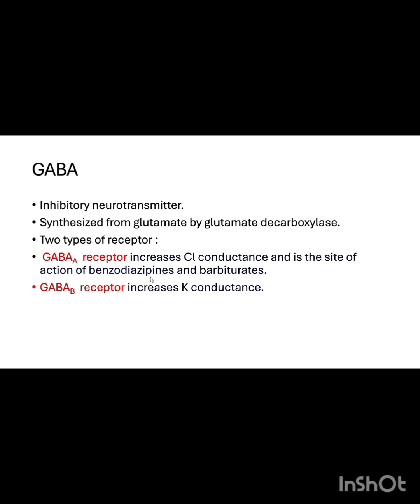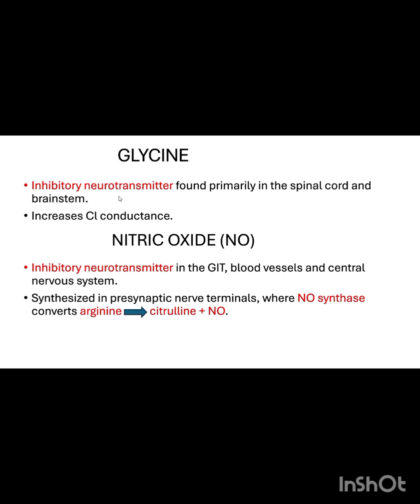And the second receptor is the GABA B receptor. It is a G protein coupled receptor. This increases the potassium conductance, decreases the calcium conductance, and this will decrease the concentration of cyclic AMP. Okay, glycine, this is another inhibitory neurotransmitter that is found primarily in the spinal cord and brain stem, and it also increases the chloride conductance.